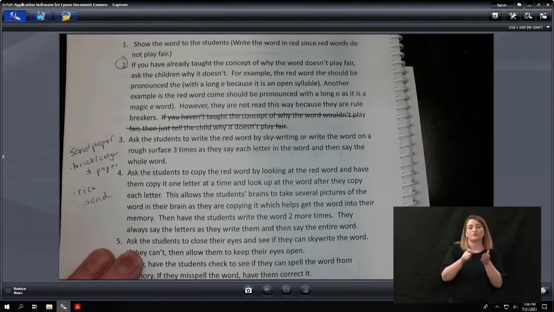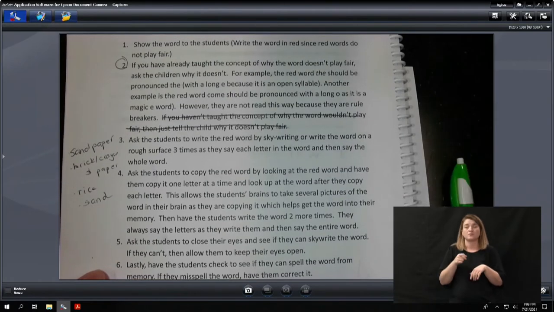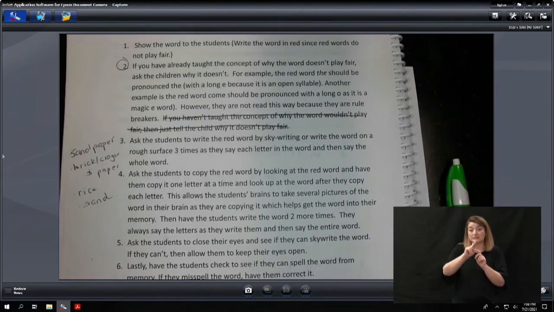And they always say the letters as they write them. And then I often will ask the students, close your eyes and see if you can write it with your eyes closed, skywrite it with your eyes closed. And then lastly, they check to see if it's in their memory. So let me show you how that works on the lesson plan. So, okay.